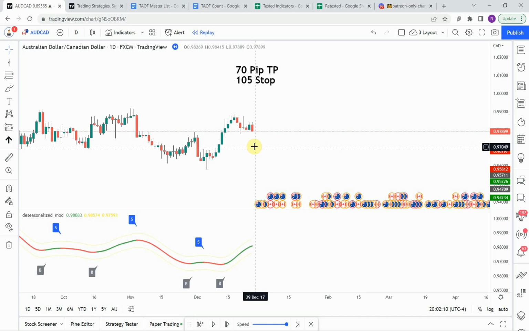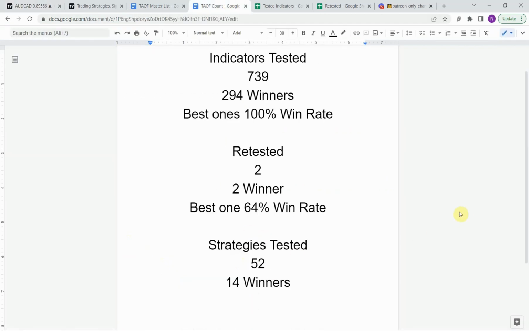Alright, as I said, today we will be testing the Deseasonalized MOD. Before we do though, I wanted to put the indicator scoreboard up for everyone to see. So to date, we have tested a total of 52 different strategies, with 14 of them being profitable. We've also tested a total of 739 indicators, with 294 of them being winners. The best ones so far were able to achieve a 100% win rate. Now you need to go back and watch those videos to understand the context of how they were able to achieve that. So go back and watch those videos and see what you can get out of those winning indicators.